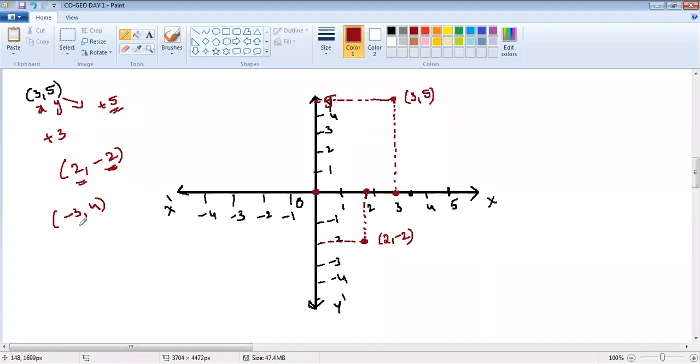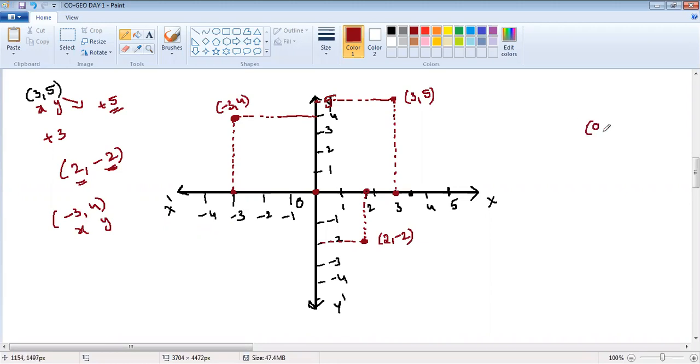Next one, (-3, 4). See, it is X and Y. The X value is negative, so from the origin you have to move to your left side, 3 units. Then 4 is positive, so you have to move up. Then this is your point (-3, 4).